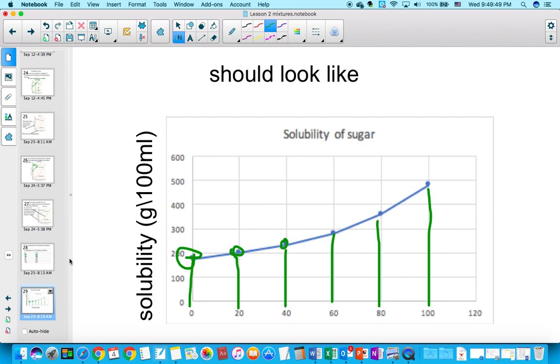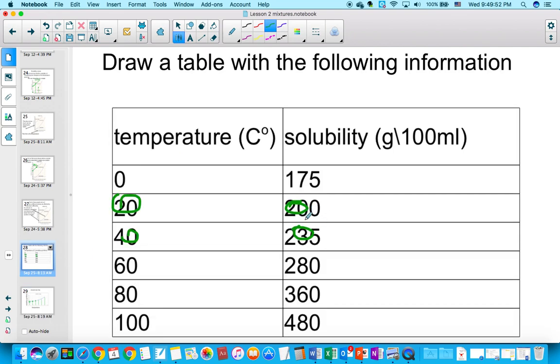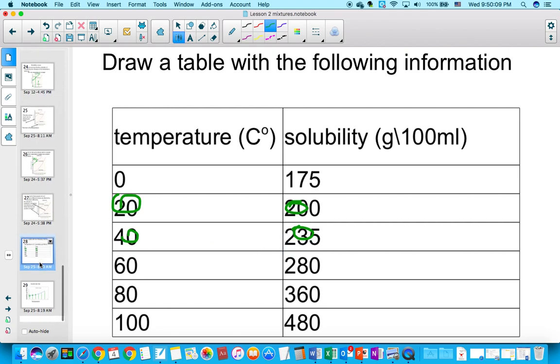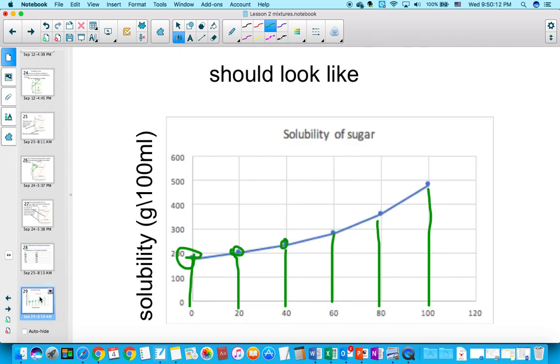At 20 degrees, you can only add a maximum of 200 grams. And then it's saturated. Any more sugar added will appear at the bottom. But if you heat it to 40 degrees, you can add an extra 35 grams. So a total of 235 grams of sugar can be added. And that's basically how you draw a solubility curve. It tells you that sugar can be dissolved in water more as temperature increases. As you increase the temperature, more sugar can be dissolved in water.